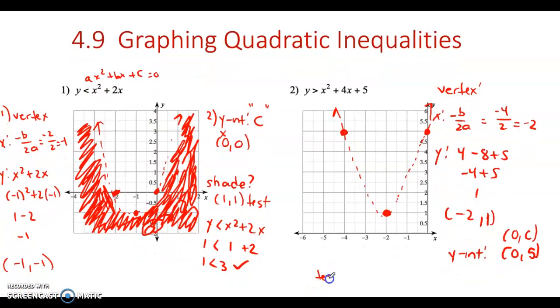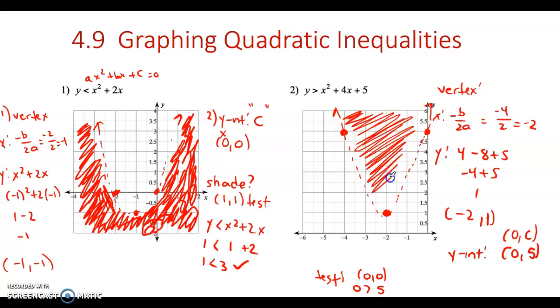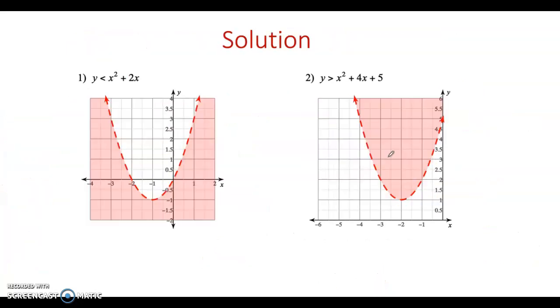So my test 0, 0 is not on the parabola, so we're going to substitute into the original. So we're going to have 0 is greater than or equal to 5, and that's false. So we're going to shade in this time everything inside. Now I knew the computer would be a little bit messier than what I would like. So on the next slide, you can see the solution a little bit better. Okay, so both solutions are right here.